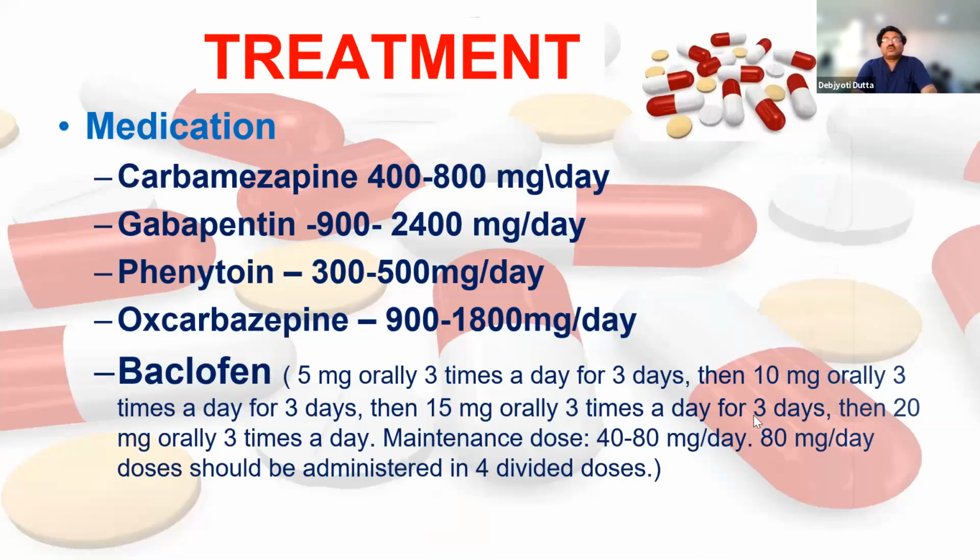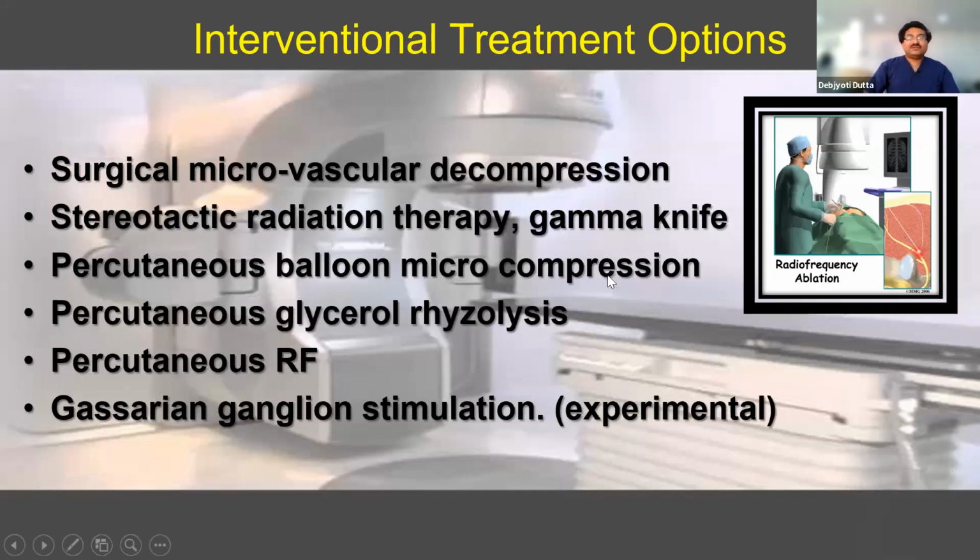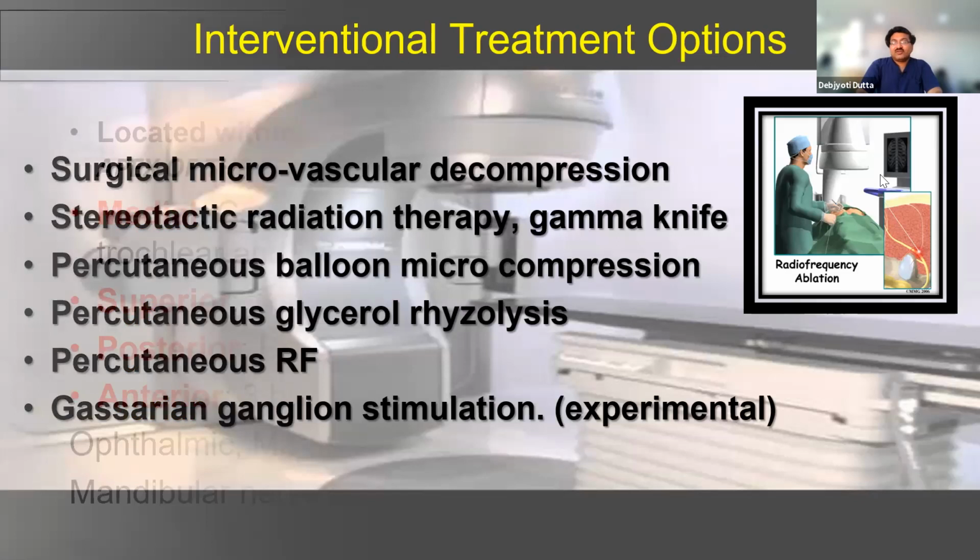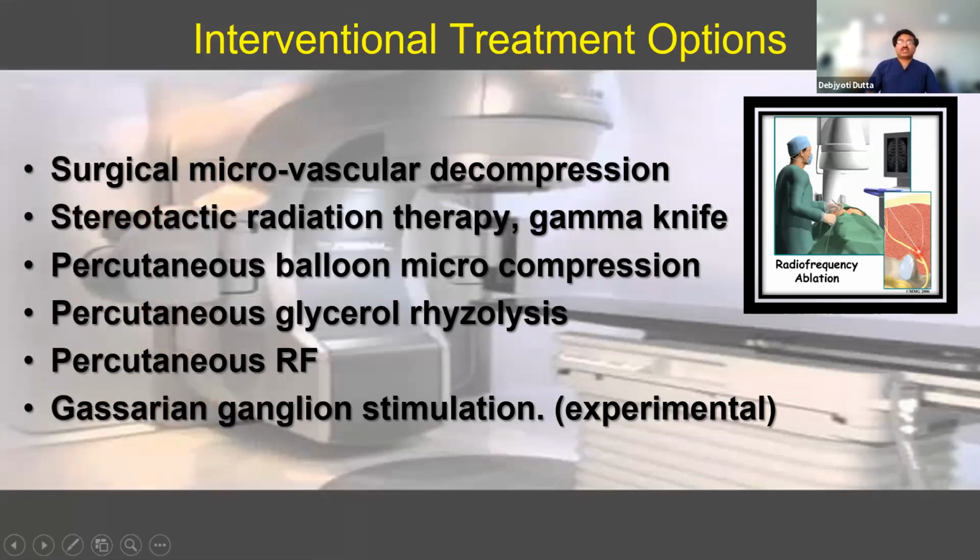Now, what are the treatment options we have? Surgical microvascular decompression, as I've already told, is especially good for the young patient. Stereotactic radiation therapy or gamma knife therapy is showing some promise, but the problem is that the duration of pain relief is very short. It is not giving a very long duration of pain relief, and the action also takes time to occur. So that is why it is not becoming that popular.